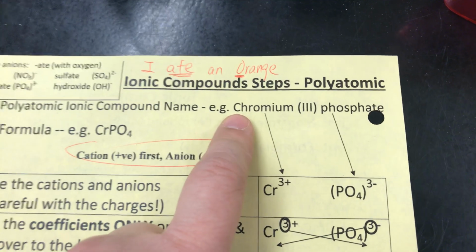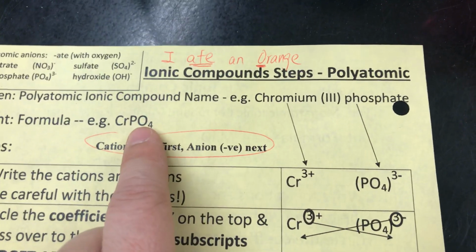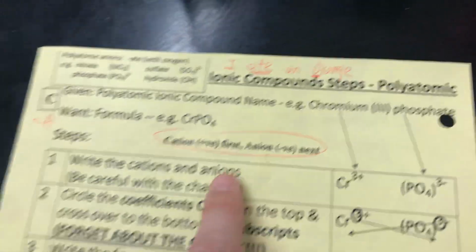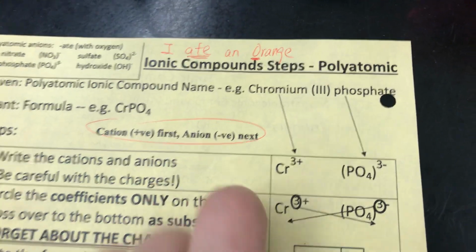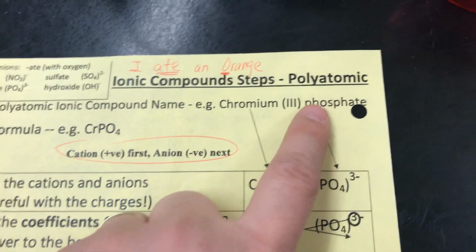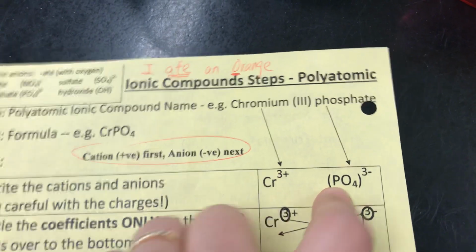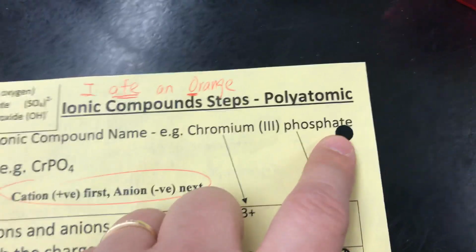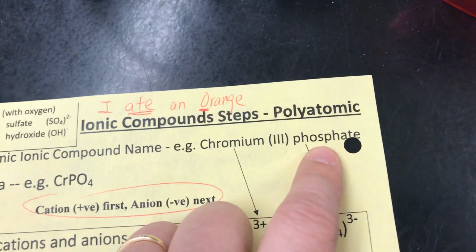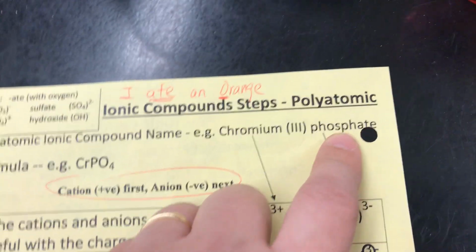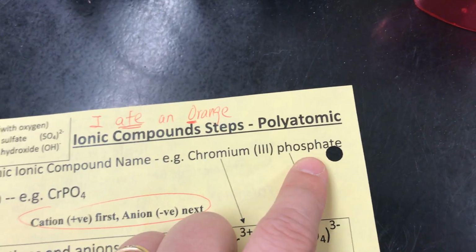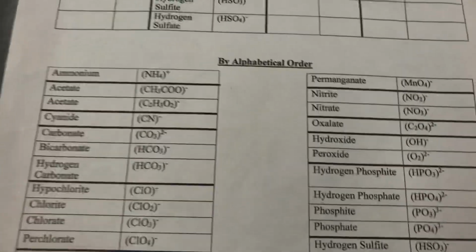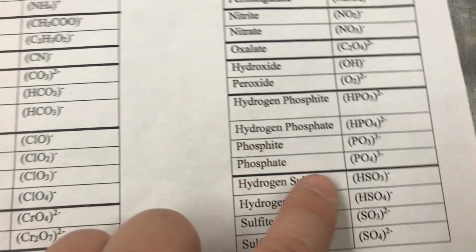I give you the example, chromium(III) phosphate, and I want the formula, CrPO4. So how do I start? First, you write down the cation and anion with the charges. Chromium 3 is Cr3+. Phosphate is parentheses PO4 3-. How do I know this? ATE is a polyatomic with oxygen. It means I cannot find phosphate from the periodic table because it's not phosphide, it's phosphate. That means we have to find phosphate from the poly sheet. So phosphate is parentheses PO4 3-, and I copy it here.